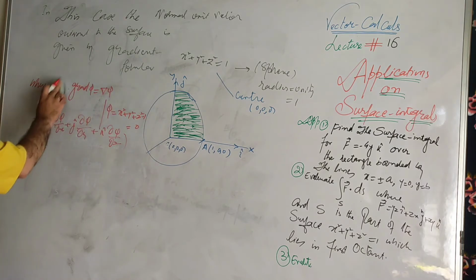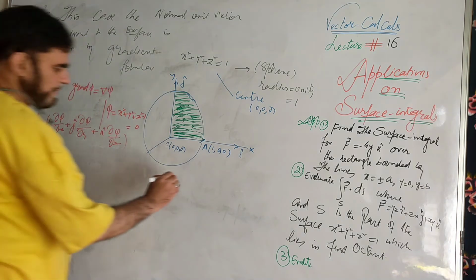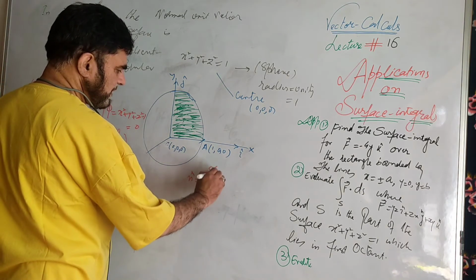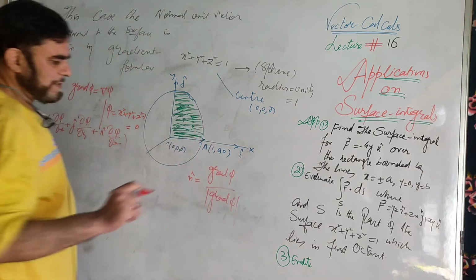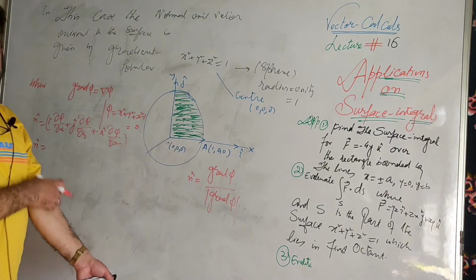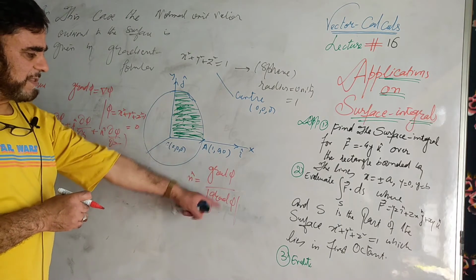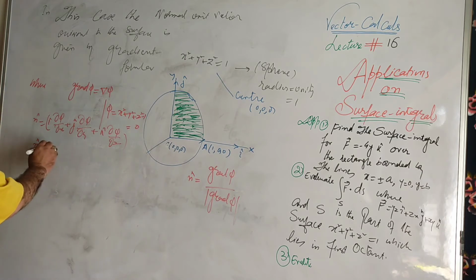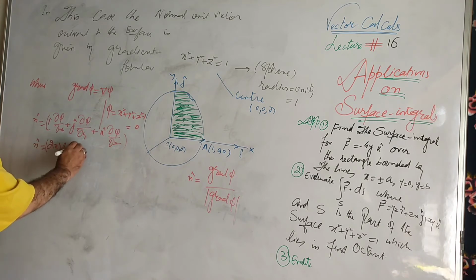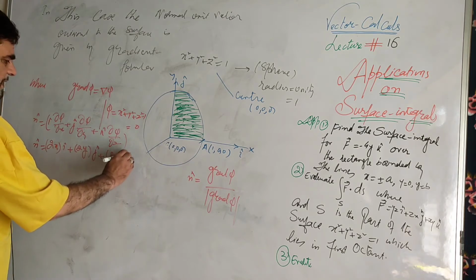I first find out gradient here, where gradient of phi is this, because the formula for finding n cap is gradient of phi by magnitude of the gradient of phi. Then it is the unit vector along the gradient. I am just to find out only gradient of phi. This is your 2x i plus 2y j plus 2z k.